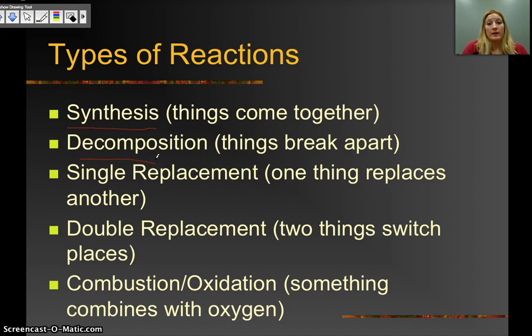Decomposition is when things break apart. Just like when things decompose, they're breaking down. So molecules break apart into other things. A single replacement is when one atom is going to replace another. A double replacement is when 2 things or 2 atoms switch places. And the last one that we'll look at is combustion, everybody's favorite, basically burning stuff, or oxidation is another name for it. Something is combining with oxygen. When we burn things, we're combining it with the oxygen in the air.